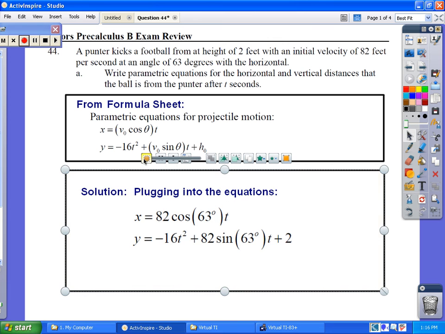If you plug those values from the question into the equation, we see that 82 feet per second is the initial velocity, and 63 degrees is theta, and 2 feet is h sub 0. So our equations are x equals 82 cosine of 63 degrees t, y equals negative 16t squared plus 82 sine of 63 degrees t plus 2.